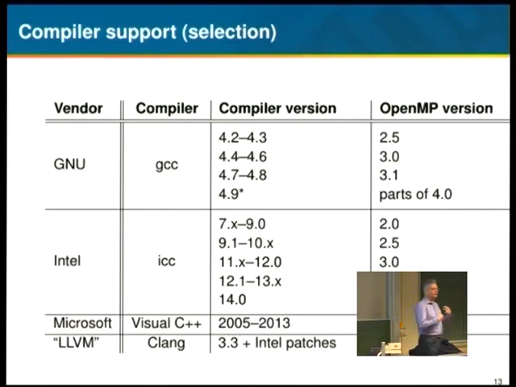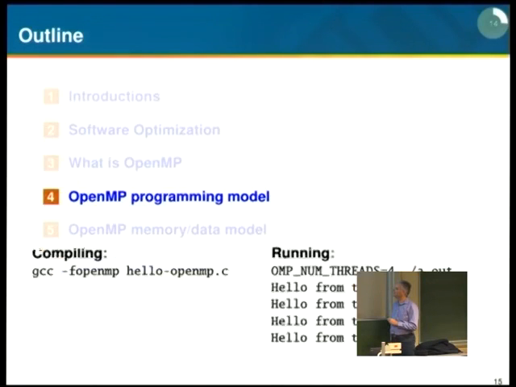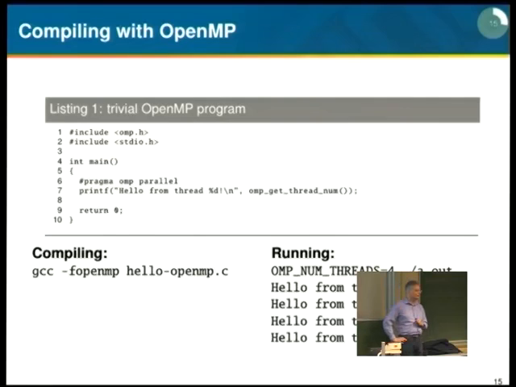Support for OpenMP is still catching up, especially on the Microsoft front. It's still lacking at that. And as of about a year ago, even the people using Clang start becoming happy because OpenMP is coming to Clang. Finally, code. It took me 15 slides to get to code.